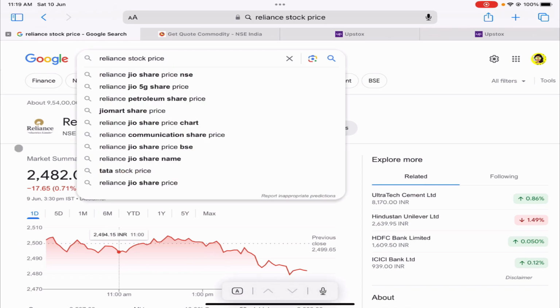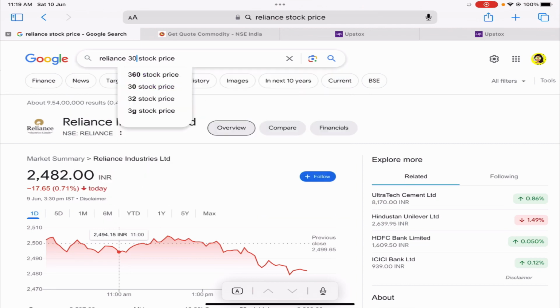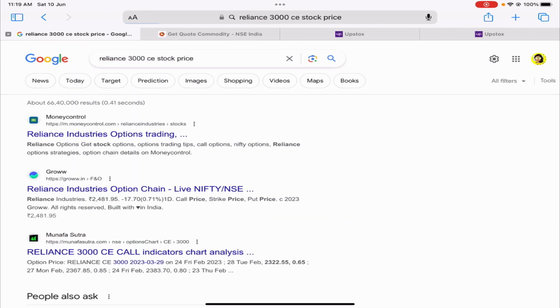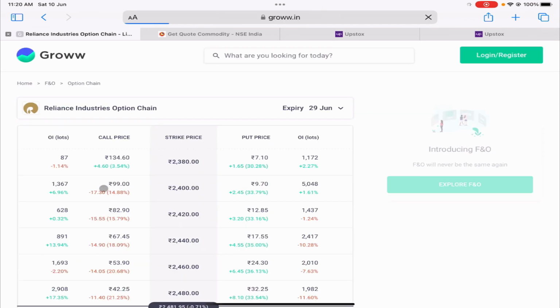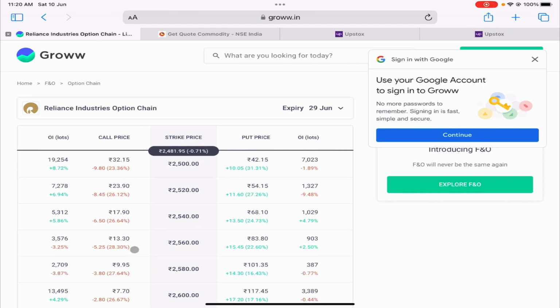Now I'll show you. If I think that the price of Reliance is going to go up to 3000, that is my analysis, let's just take an example. 3000 CE. CE is call option. We'll come to that. Look at this. Let's say I think that Reliance will go to 2560. So what's the call price? 13 rupees. And how much is one lot?